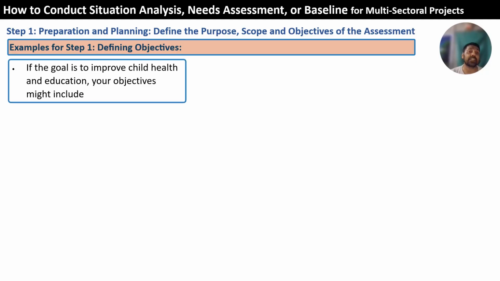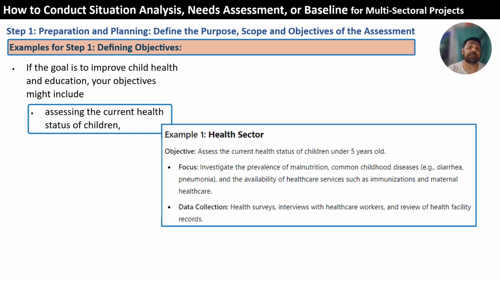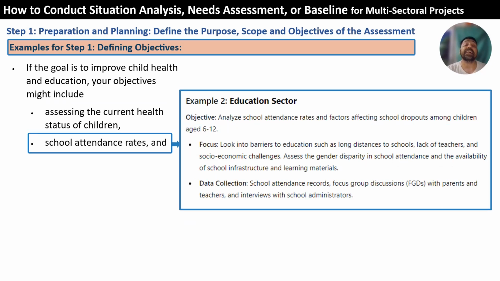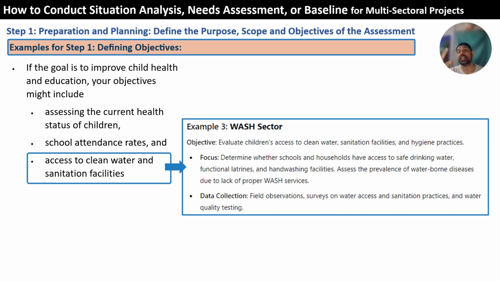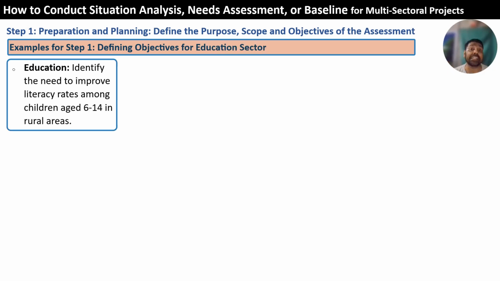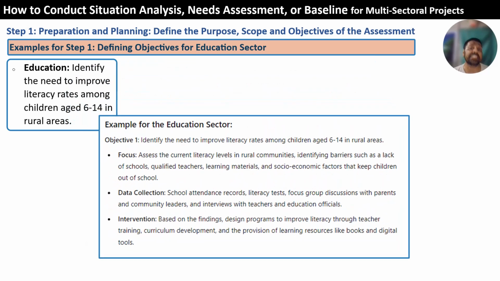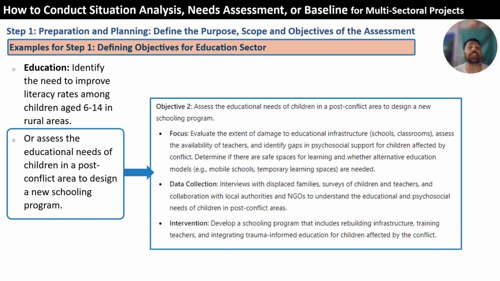If the goal is to improve child health and education, your objectives might include assessing the current health status of children, school attendance rates, and access to clean water and sanitation facilities. In the education sector, identify the need to improve literacy rates among children aged 6 to 14 in rural areas, or assess the educational needs of children in post-conflict areas to design a new schooling program. These are different examples for objectives related to the education sector.